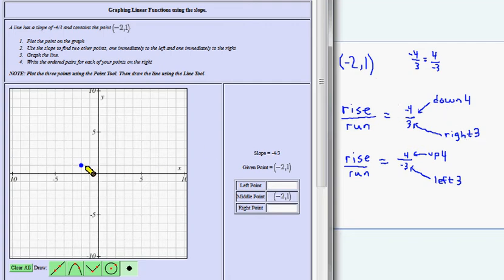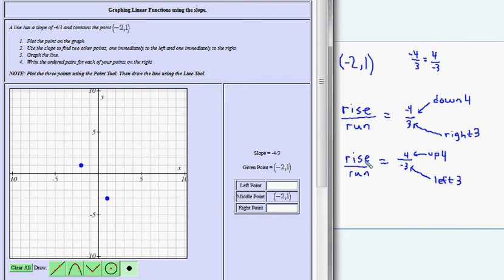So here we are at (-2, 1). I'm going to move right 3, 1, 2, 3, down 4 units, 1, 2, 3, 4, plot a point. That'll be my point to the right. Start over at the point (-2, 1) again.